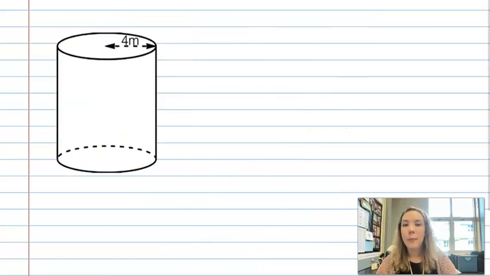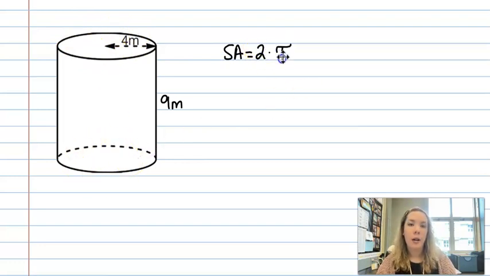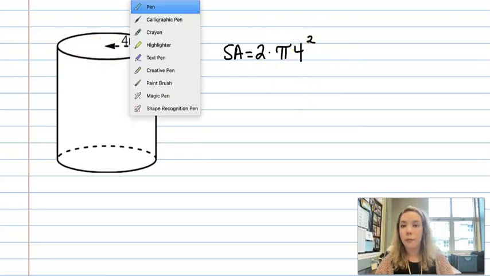So let's do an example. Oh, we need a height. All right, our height was supposed to be 9 meters, so I'm just going to write it in here. This height is 9 meters. So for our surface area, remember we have two of these circles, one on the top and one on the bottom. So I'm going to have 2 times pi r squared. So in this case, my radius is 4. You remember, you have to be careful. If they give you a diameter, if it's all the way across, you have to divide that by 2. So this is my 2 circles.